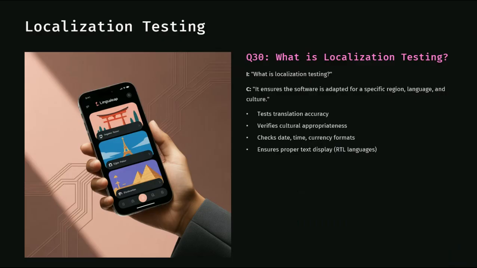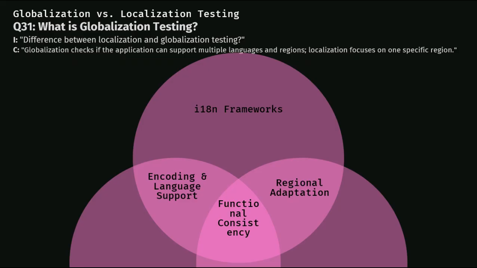Next is, what is localization testing? It ensures the software is adapted for a specific region, language and culture. Test translation accuracy, verify cultural appropriateness, check date, time, currency, format, ensure proper text display. Next is, what is globalization testing? Globalization checks if the application can support multiple languages and regions, while localization focuses on one specific region.